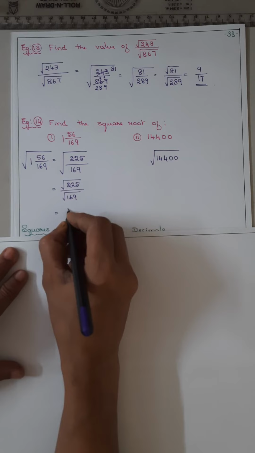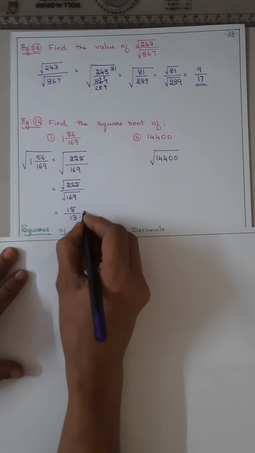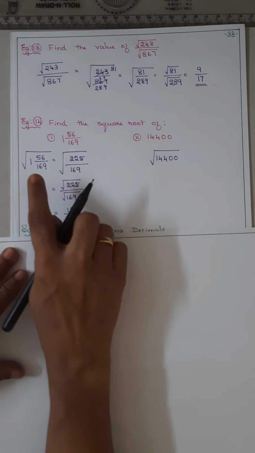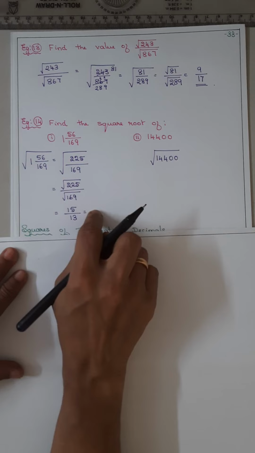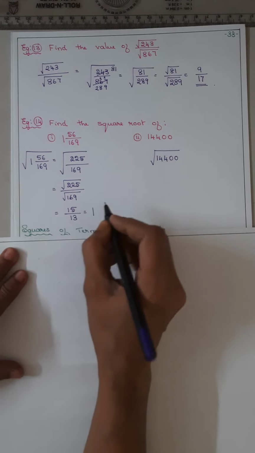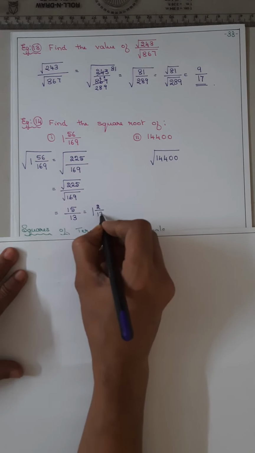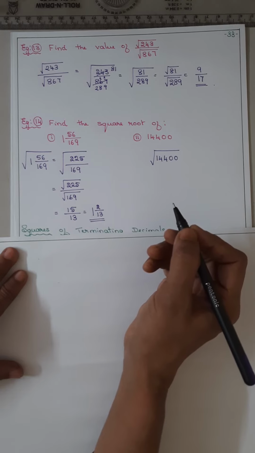225 is the square of 15. 169 is of 13. Now because in the question it is a mixed number, convert here also into a mixed number. So it becomes 13 ones are 13, 2 remains, 2/13. So the answer is 1 2/13.